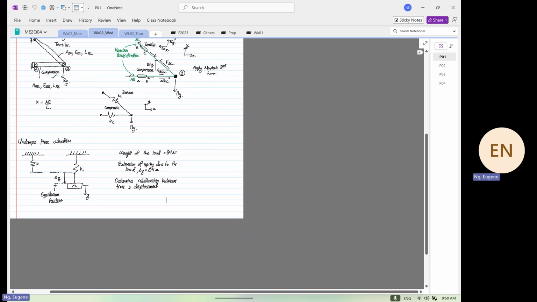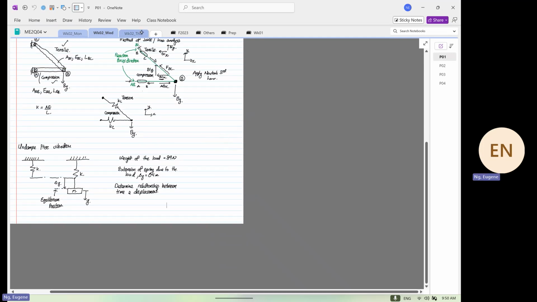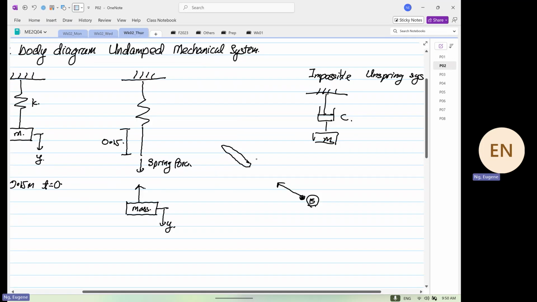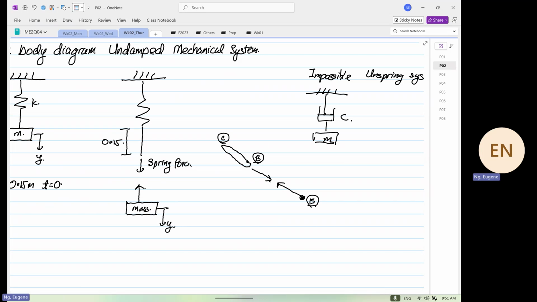Our member BC, right? So if this is our BC, we also draw a reaction. Action equals reaction, same in magnitude, different in direction. Are we clear? So this is how I want you to construct your free body diagram. Okay, you have to be crystal clear on this.